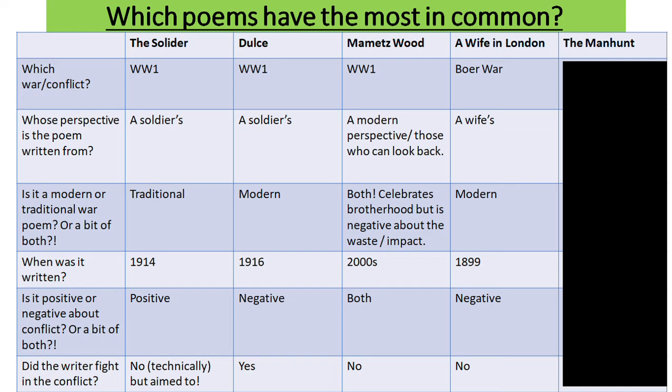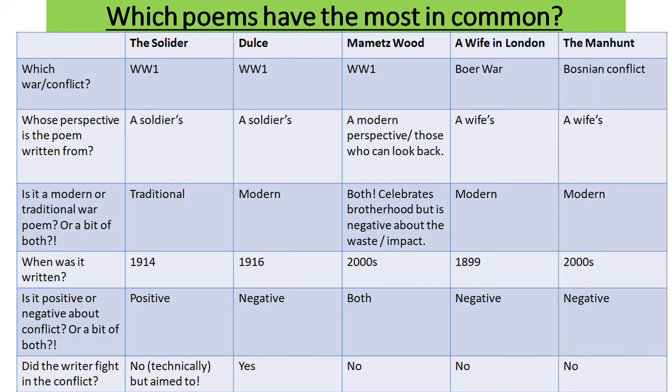Okay, so that's A Wife in London. And then finally, Manhunt. We've got the Bosnian conflict. It again is the perspective of a wife, so we've now got two poems that have got something in common about perspective, as well as Dulce and Soldier. It's modern again.